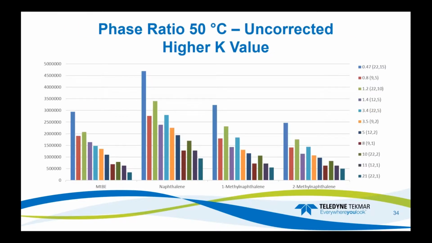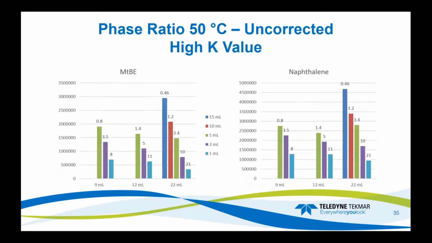Moving on to some of the compounds that had what we felt was a higher K value, a higher partition coefficient: the MTBE, the naphthalene, and the 2-methylnaphthalenes at the end of the chromatogram. As we can see, we see the same trend here for uncorrected. So if you have a large sample amount, 15 mils in the 22 mil vial would be the way to go.